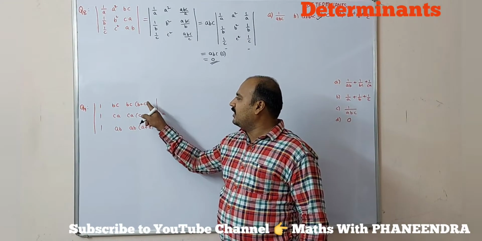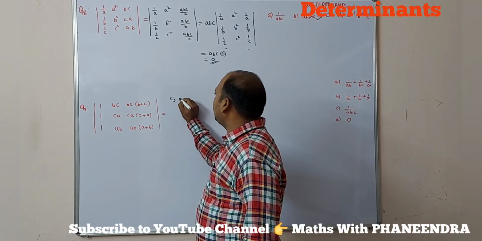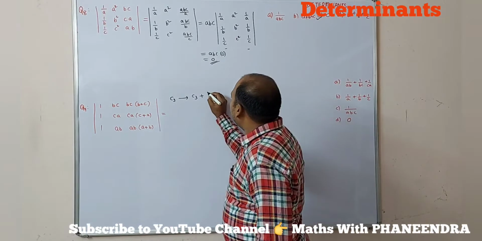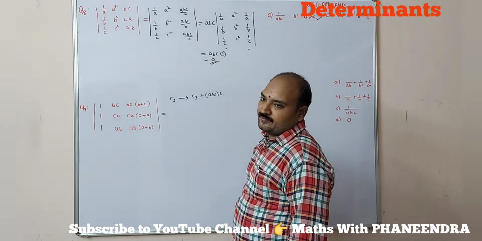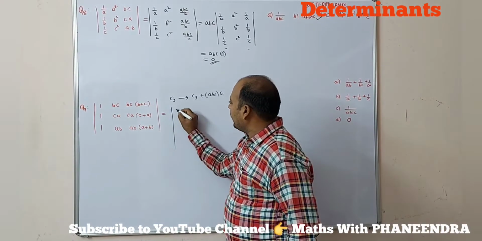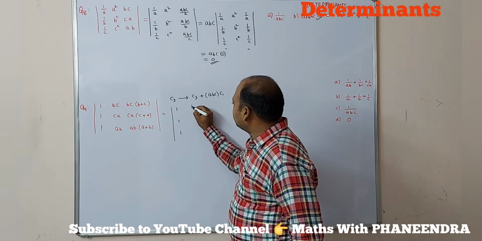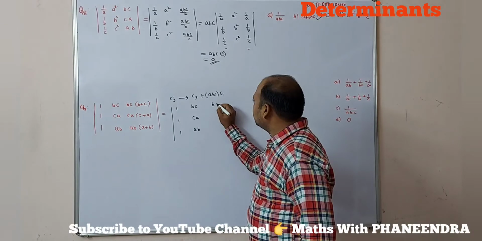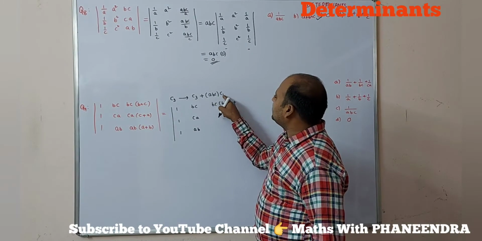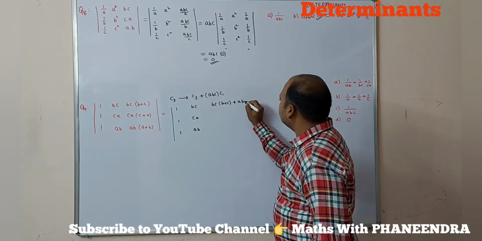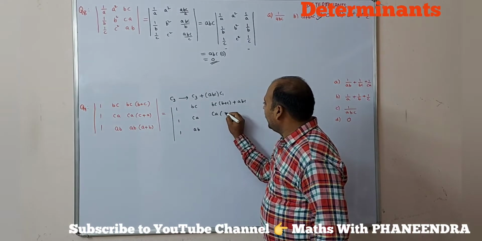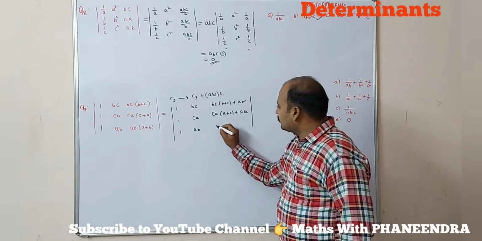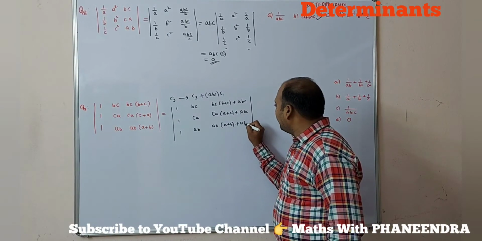So to get here C, here B, here A, observe carefully, C3 tends to C3 plus, for column 1 all are 1 only, no? Multiplying with ABC into column 1. So C3 only changing, remaining 1, 1, 1, BC, CA, AB, and C3 plus this value. So BC into B plus C plus ABC into C1. C1 value is 1, so 1 into ABC. Similarly, CA into A plus C plus C1 means 1 into ABC. So here AB into A plus B plus ABC.